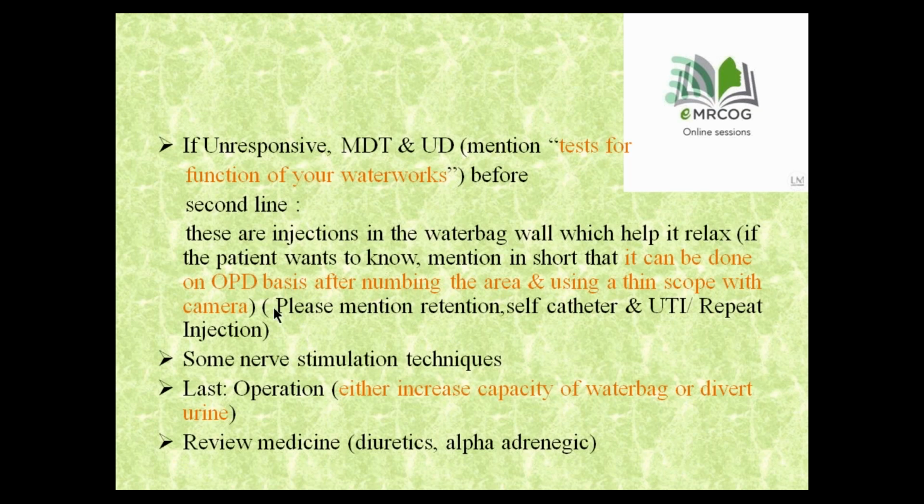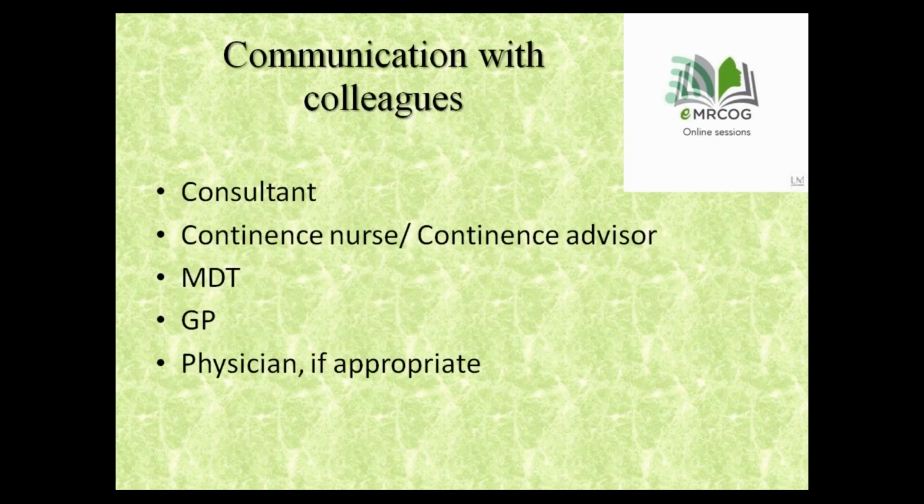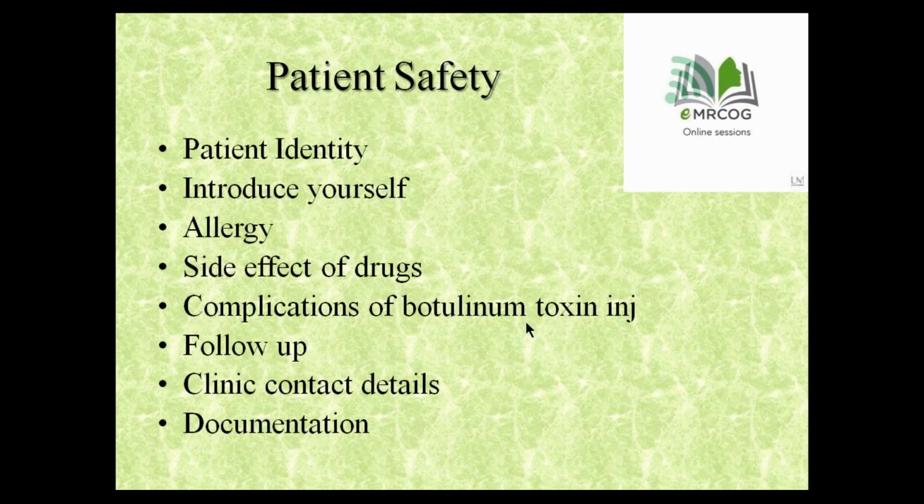If you are describing this, you have to describe the side effects also. The patient may experience retention, she may need to self-catheterize, she may have repeated urinary tract infections, and she may require repeat injections also. This is the same as for bulking agent as well. If your station involves the second line, then you have to go into the details. If it does not involve this, no need to mention so much. So this is about the complications.